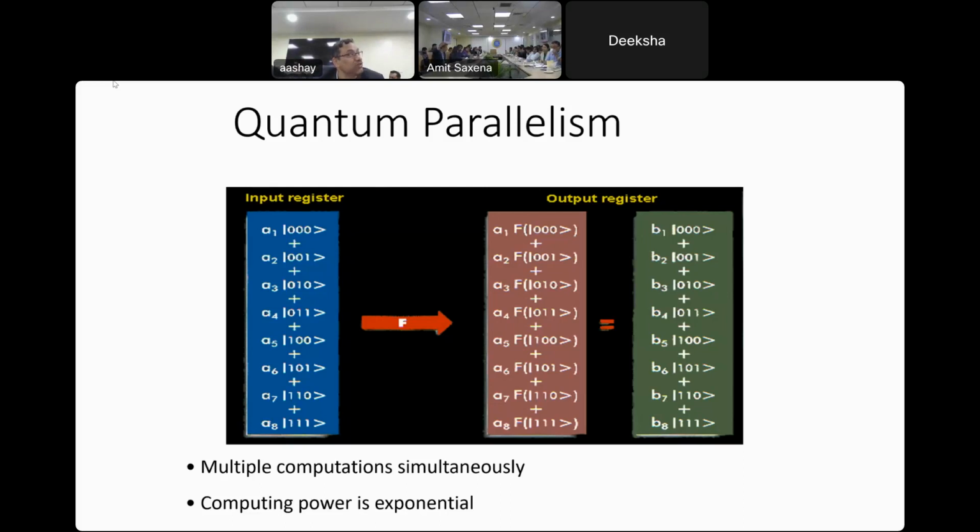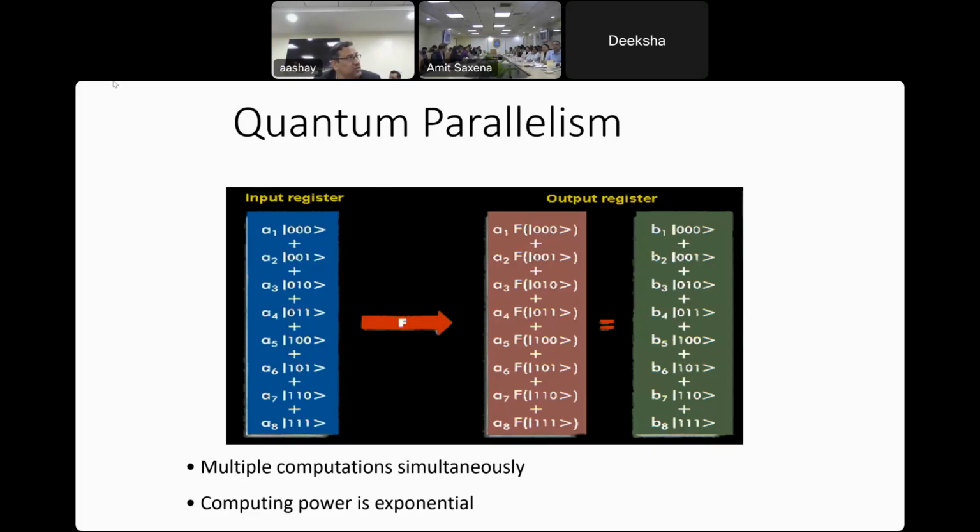It is the output state of the register, right? And initially it was the input state of the register. It's not physically two different registers. It's the same register. First we initialize it, then we do a quantum operation, and then we come to the output state of the register.